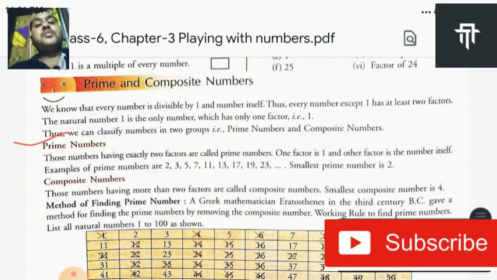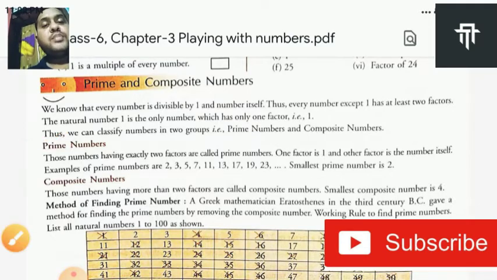So first is prime. Prime numbers are all those numbers which are divisible by 1 and itself. We can also say that prime numbers are all the numbers which have two factors, and those two are 1 and itself. These are the two factors only. So a prime number is a number which is divisible by 1 and itself.